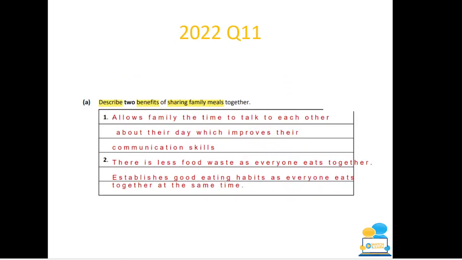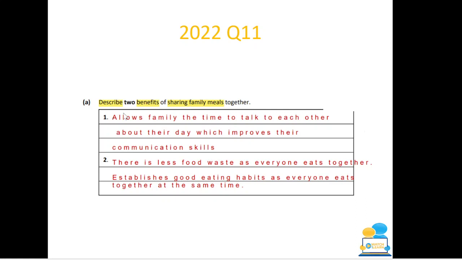Now, 2022, question 11. So this one here says, describe 2 benefits of sharing family meals together. So describe, I know this is a more detailed action verb. So I'm going to need to state, explain, and example. So describe benefits sharing family meals together.